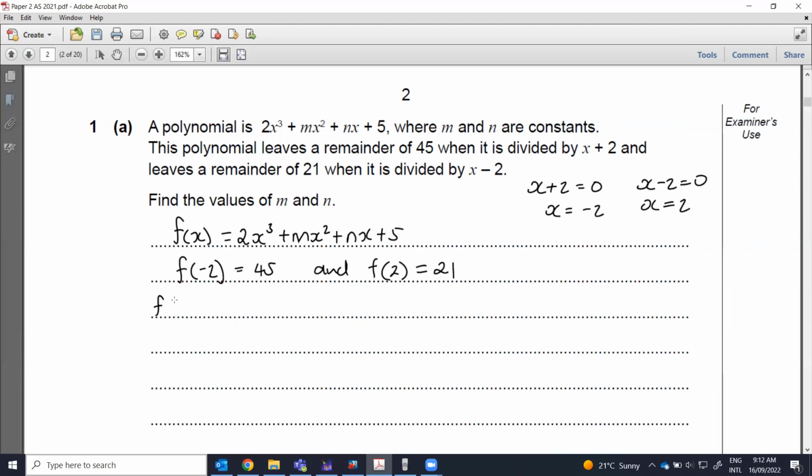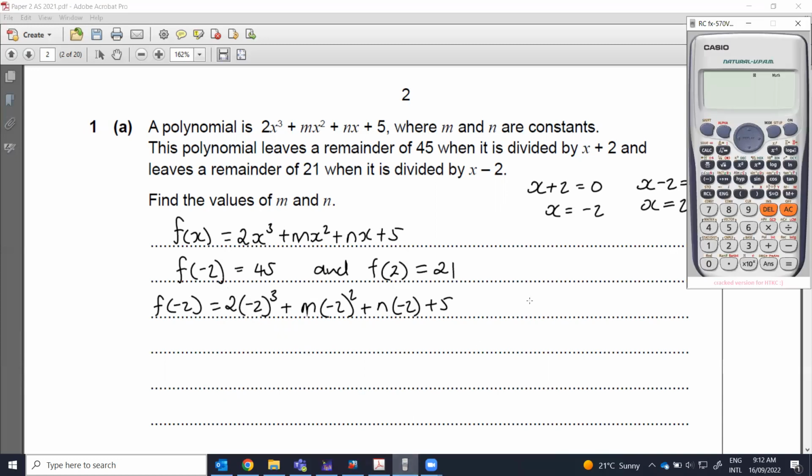Okay, so I start with f of minus 2. That means wherever I have x in the function, I'm going to replace it with minus 2. So I have 2 times minus 2 to the power of 3 plus m times minus 2 squared plus n times minus 2 plus 5. Now this one on your calculator, be sure to type it in exactly the way it is. This 3 must not be inside the brackets, otherwise what you will get will be different.